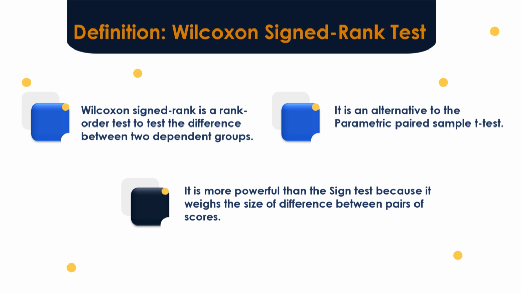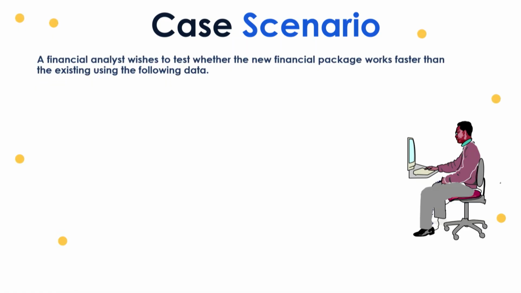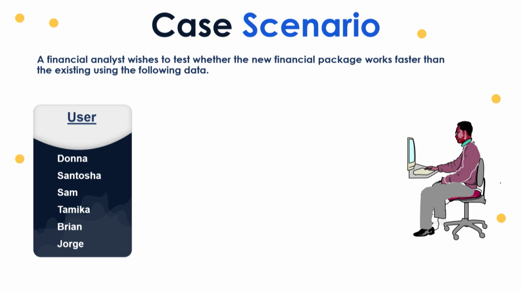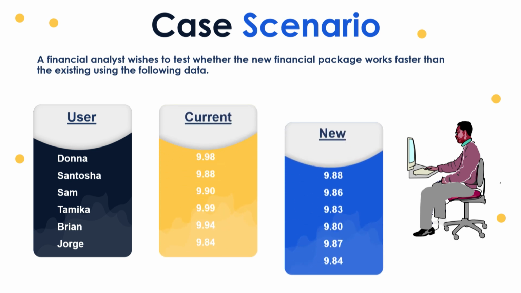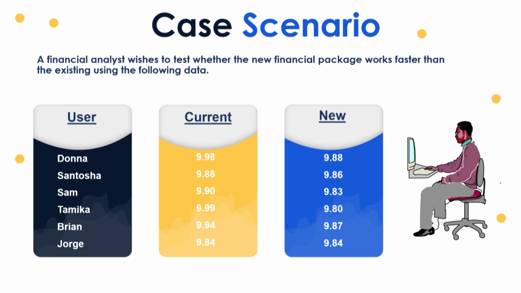It is more powerful than the sign test because it weights the size of the difference between the pairs of scores. It not only assigns the rank, at the same time it gives weightage to the size of the difference. What is a case scenario? Suppose you are a finance analyst who wants to test whether a new financial package works faster than the existing one, using the following data. These are the different users, and you can see the current financial package and the new package. For the same user, we have two different kinds of packages.